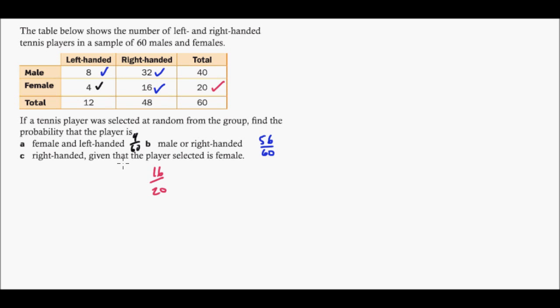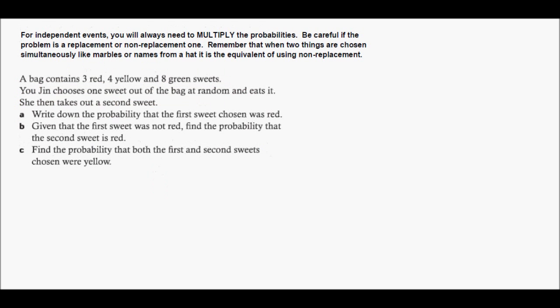Okay, now we're going to go on to independent probability. For independent events, you will always need to multiply the probabilities. Be careful if the problem is a replacement or non-replacement one. Remember that when 2 things are chosen simultaneously, like marbles or names from a hat, it is equivalent to using non-replacement. So when you use non-replacement, that means the numerator and the denominator are going to get smaller by 1 the next time you do it, usually. Well, the denominator for sure by 1. Let's do a couple problems.